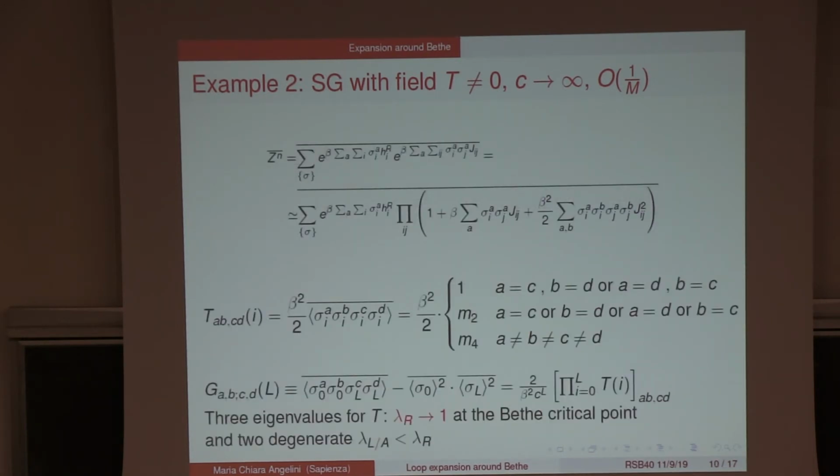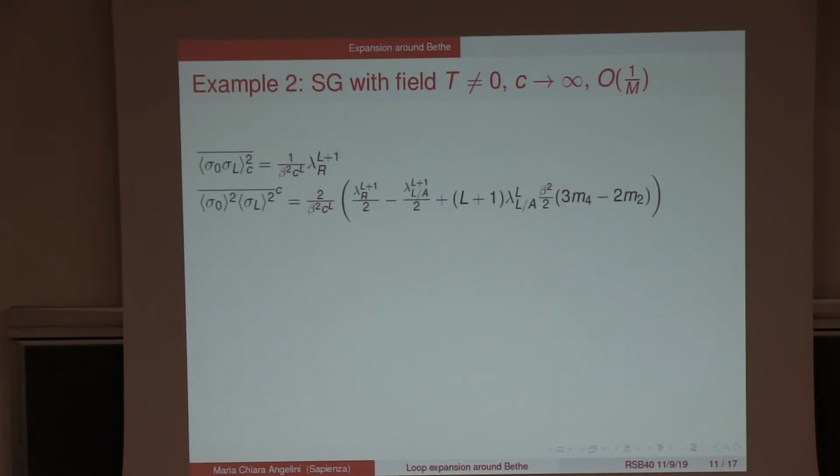So inserting this definition inside the definition of the order 1 over m correction, we can obtain the 1 over m correction to all the possible spin glass correlations. And you can see that, as before, we just have one eigenvalue to the power L. Exactly as before. The only difference is that here you can also have a term that is L multiplied by the eigenvalue to the power L. So there is this factor L in front of this eigenvalue.